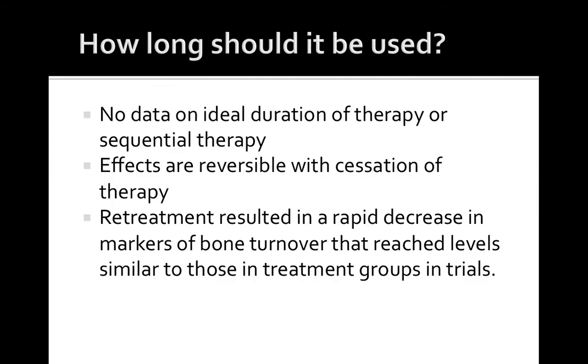The next question after you've started using it is how long should it be used? We really don't have any good data about the duration of therapy or what the next sequential therapy is. We know that if you stop denosumab, the effects are reversible with cessation. Bone turnover markers start shooting up within 3 to 6 months, and if you stop denosumab completely, it takes about 2 years to be as if you never had any treatment. But when you chuck them back on denosumab, you get a more rapid onset and offset than bisphosphonates. We don't really have any data whether that more rapid onset and offset has any correlation with fracture risk.